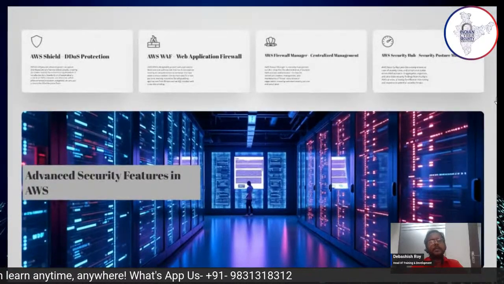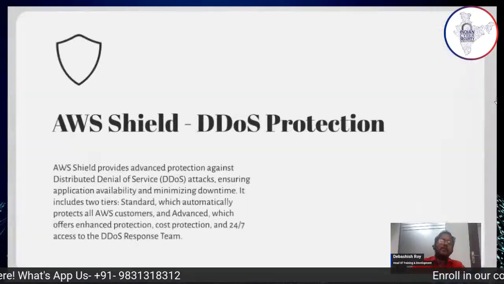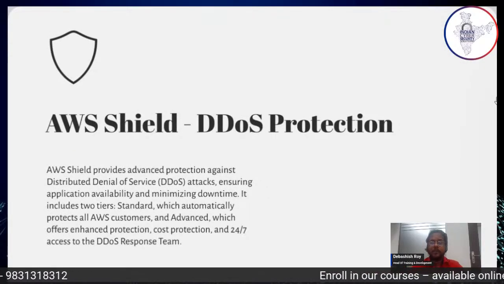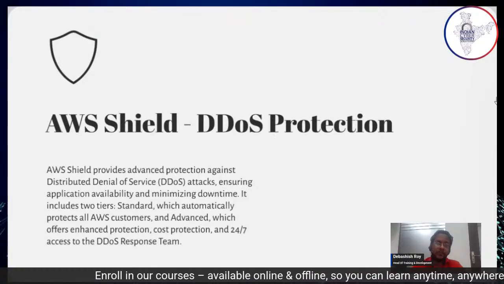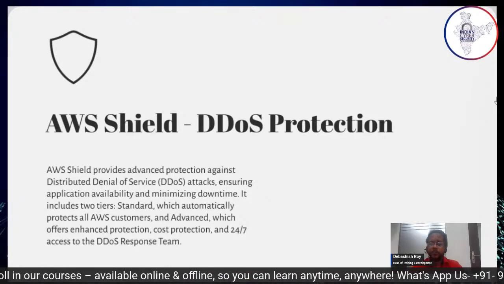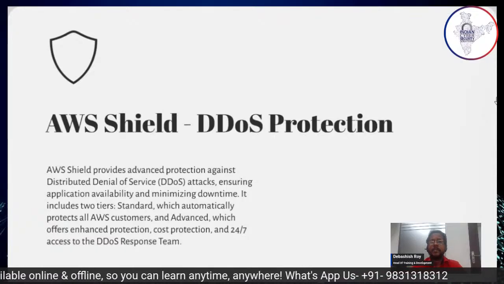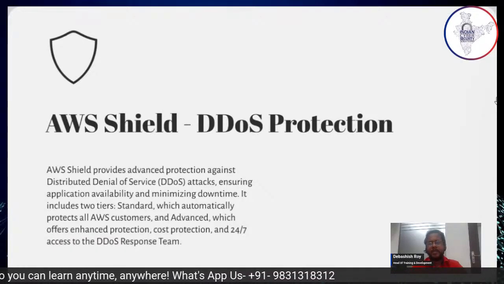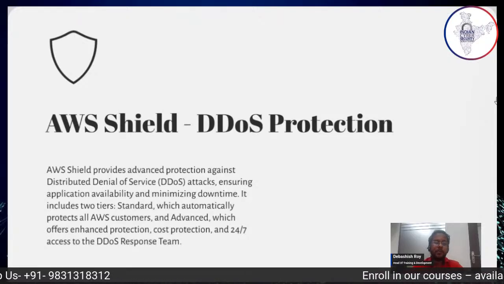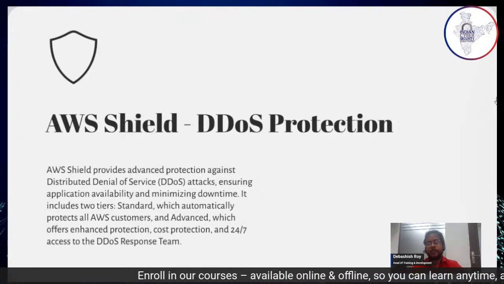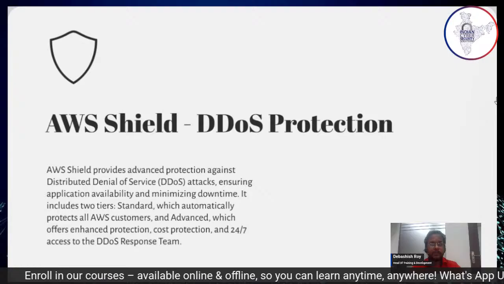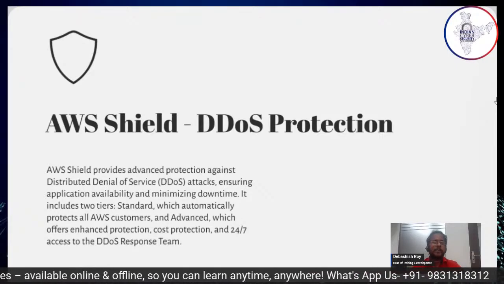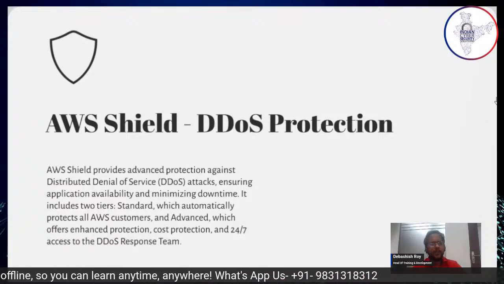Then advanced security features in AWS, if you have AWS Shield for DDoS protection. AWS Shield provides advanced protection against distributed denial of service attacks. So if you're having a VPC, not only these components, but with that you are also presented with some cybersecurity tools, like AWS Shield, and it includes two tiers: standard, which automatically protects all AWS customers, and advanced, which offers enhanced protection, cost protection, and 24/7 access to the DDoS response team. So if somebody is doing a distributed denial of service attack on you using many machines, you can prevent it using AWS Shield.